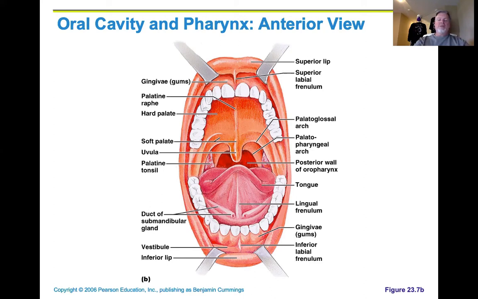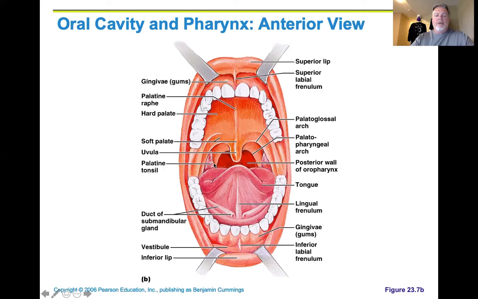Take a look at my picture up here. You can see that we've got what are called frenulum. Up top here, I've got a superior labial frenulum, and down here I've got an inferior labial frenulum. Frenulum are those flaps of skin that help keep things attached. So we also have a frenulum on the bottom of our tongue to tie our tongue to the floor of our mouth. That one's the lingual frenulum.